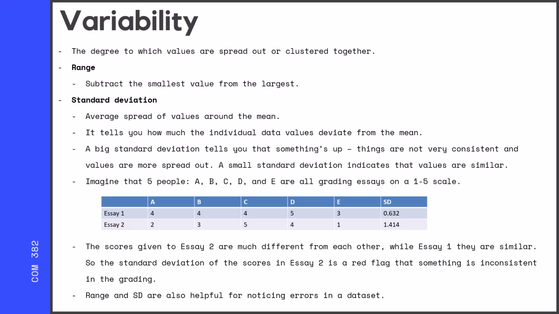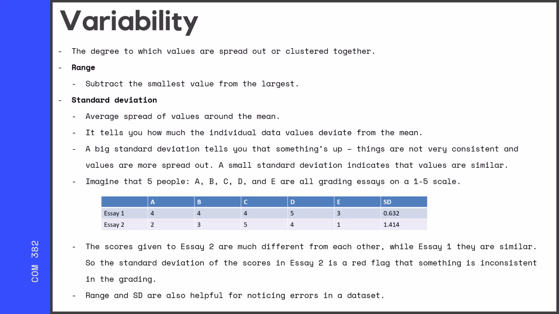Okay, so variability. Remember we talked about frequencies, we talked about measures of central tendency. Variability is the degree to which values are spread out or are clustered together. The range is just subtracting the smallest value from the largest, and usually we report range fully. So for example, let's say you did a study of people and the age range was 18 to 65. Usually people will report that whole range.